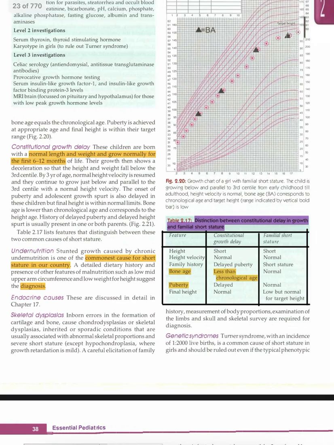Skeletal dysplasia. Inborn errors in the formation of cartilage and bone cause chondrodysplasia or skeletal dysplasia, inherited or sporadic conditions that are usually associated with abnormal skeletal proportion and severe short stature. A careful elicitation of family history, measurement of body proportion, examination of the limbs and skull, and skeletal survey are required for diagnosis. Genetic syndromes: Turner syndrome, with an incidence of 1 in 12,000 live births, is a common cause of short stature.